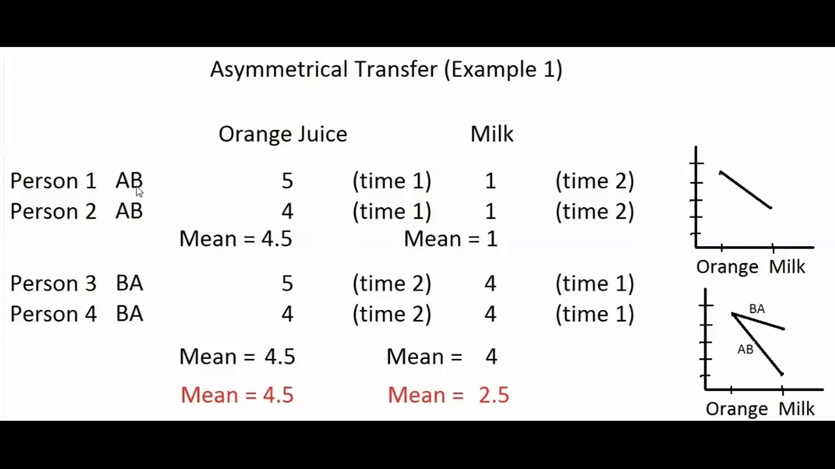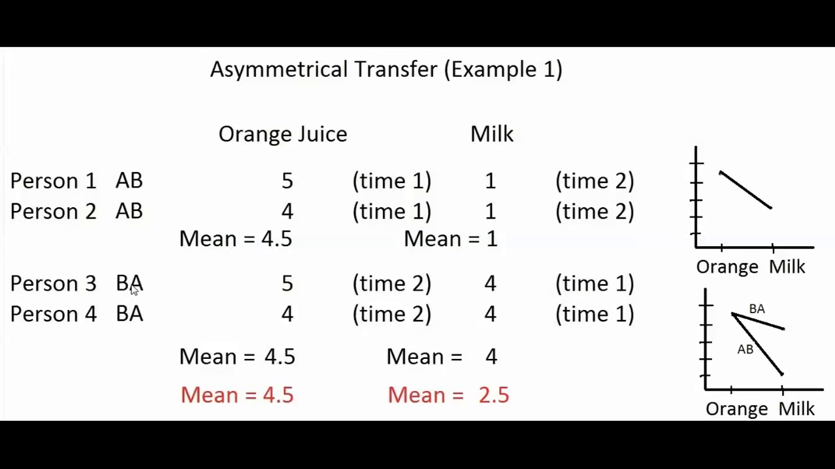We can see that the two participants who were assigned to the A-B order gave high ratings to the orange juice, but gave low ratings to the milk. The reason why they gave low ratings to the milk is because they had orange juice first, and after drinking orange juice, the milk didn't taste good. And since the milk didn't taste good, these two ratings at time 2 ended up being low, and the mean of these two ratings ended up being low.